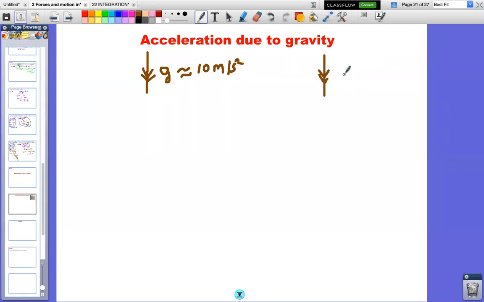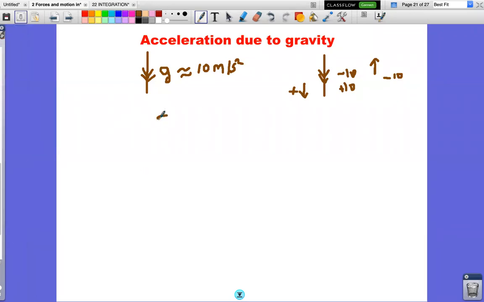Remember, sometimes in solving a problem, you may use -10. Sometimes you will use +10. It depends on which direction you choose as positive. If you choose downwards as positive, then it will be +10. If you choose upwards as positive, then your g will be -10. And then every other problem remains the same.